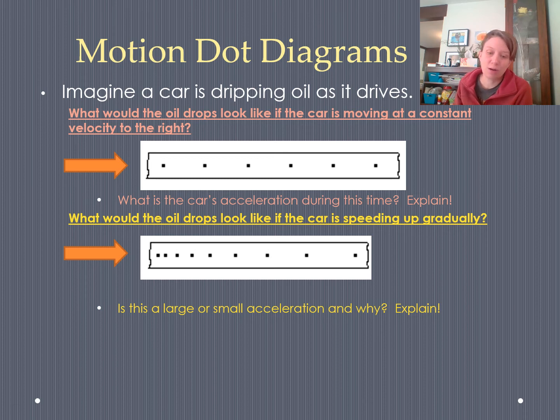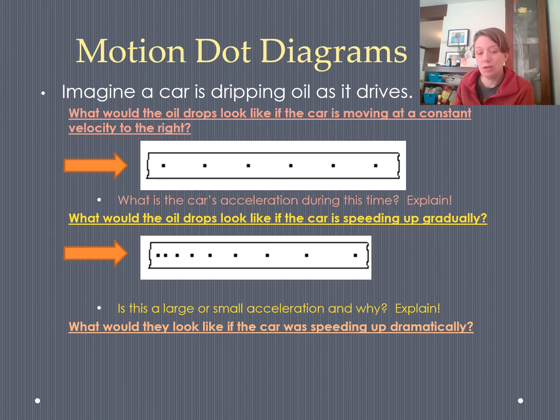So I would describe this as a small acceleration because the distance between the dots is not changing very much from dot to dot. We're getting bigger distance, but sort of gradually. So how dramatically the dots change in distance is going to be the indicator of whether we're talking about a large or a small acceleration. So given that, how would this diagram look different if we had a big acceleration? What would that look like?